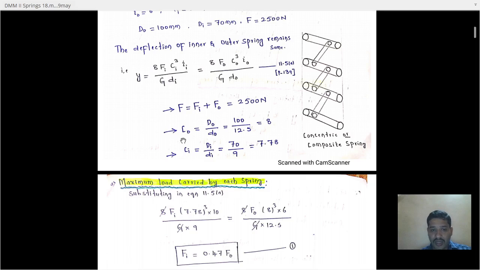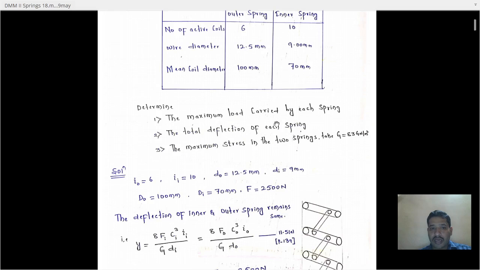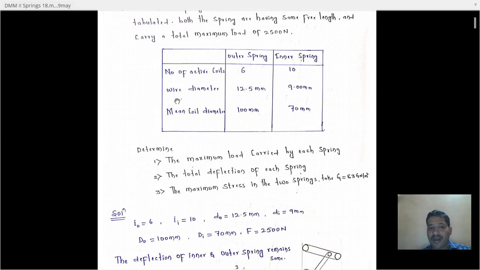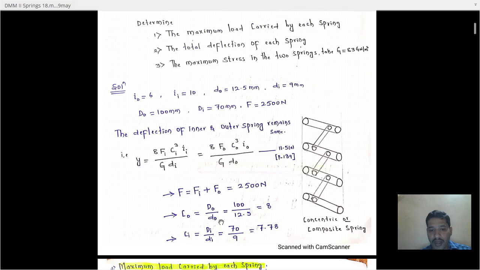And Co, spring index at the outer of the spring, equals capital Do by small do, is it right? So let us see the do. This Do is the mean coil diameter. How much is given here? Mean coil diameter is given as 100 mm, and small do wire diameter is given as 12.5 mm. If you divide 100 by 12.5, then you will get the spring index at the outer, you will get 8.